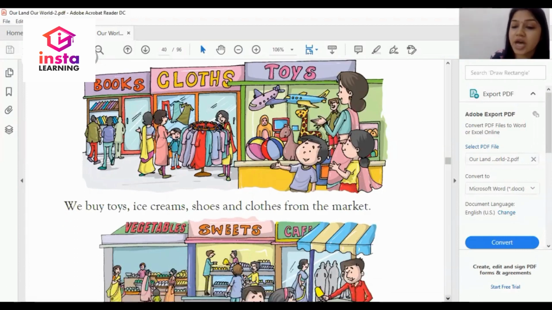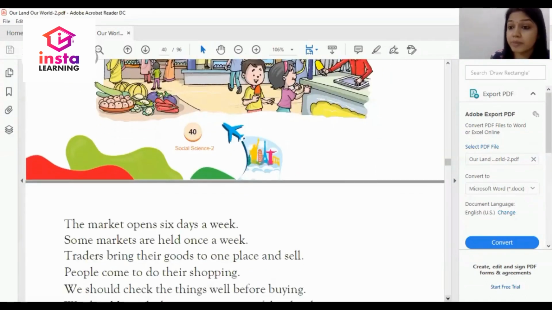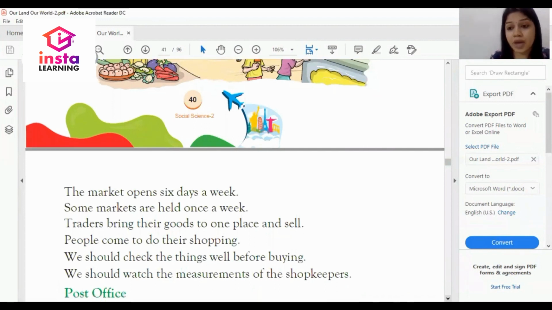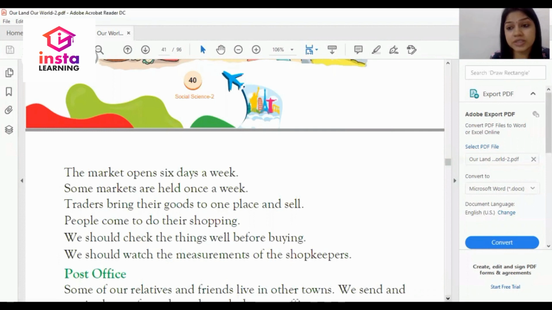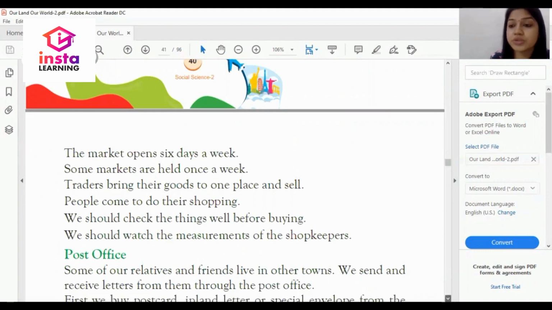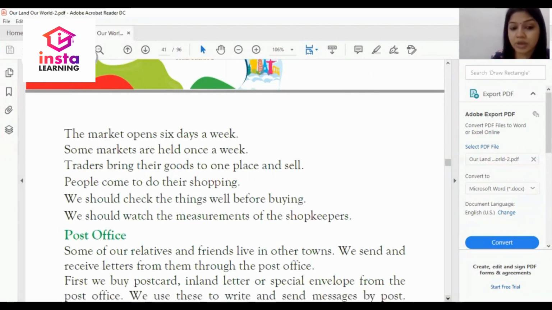We buy toys, ice cream, shoes, and clothes from the market. The market open 6 days a week. Some markets held once a week, where traders bring their goods to one place and sell. People come to do their shopping. Dear student, you should remember to check the things well before buying. You should watch the measurements of the shopkeepers too.